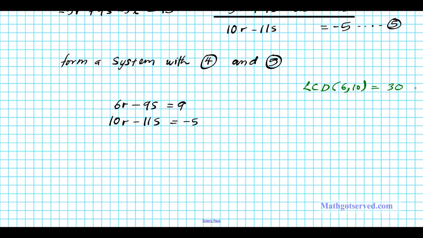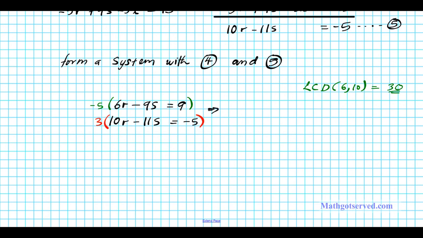So what does this LCD do? I'm going to make one of the coefficients of r the LCD, and the other coefficient of r will be the opposite of the LCD. Let's make the first equation, equation 4, the opposite of the LCD. What do I multiply equation 4 by to get negative 30? Negative 5 will suffice. And then what do I multiply equation 5 by to get the LCD 30? Just multiply it by 3. Okay? All right, so let's go ahead and do that.